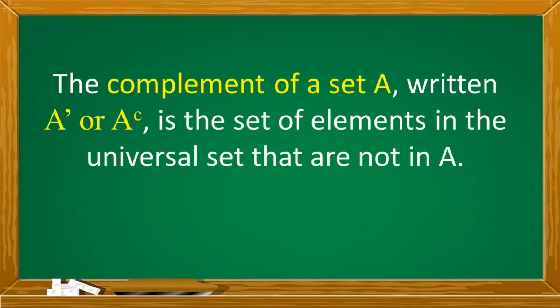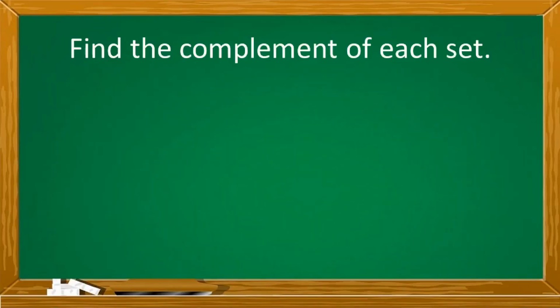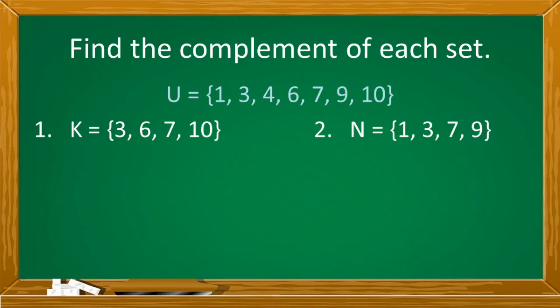The complement of a set A, written A complement, is the set of elements in the universal set that are not in A. These are all the elements na nasa universal set at wala pa sa set na kino-complement. When we say universal set, dito nang galing lahat ng subsets. Let's have some examples. Find the complement of each set. Using the universal set 1, 3, 4, 6, 7, 9, and 10, let us solve for the complement of set K and set N.